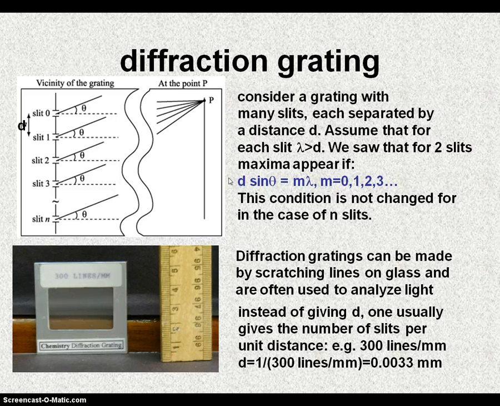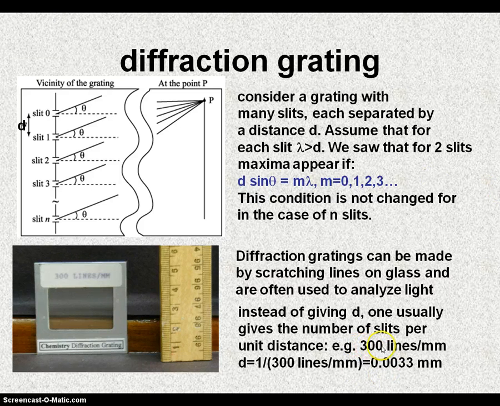Now, for a diffraction grating, you're given the number of slits, or number of lines, that you have per millimeter, or centimeter or inch sometimes. So to calculate d, we need to take the inverse of that to determine the distance between the slits. For example, here we've got 300 lines per millimeter, and we need to have this in meters, not in millimeters. So you need to multiply this number by 1,000 to get it in meters.